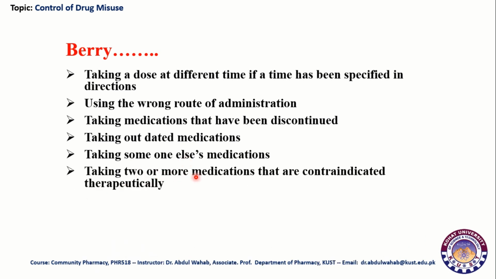Taking two or more medications that are contraindicated therapeutically is also misuse of drug according to Berry. Failing to fill the prescription: if a physician prescribes any medicine, but the patient does not take that medicine, then according to Berry, it is misuse of drug.